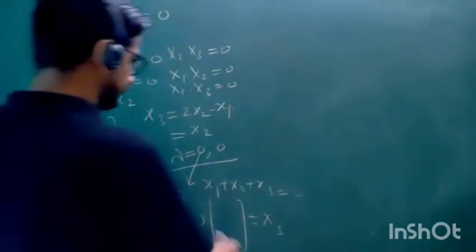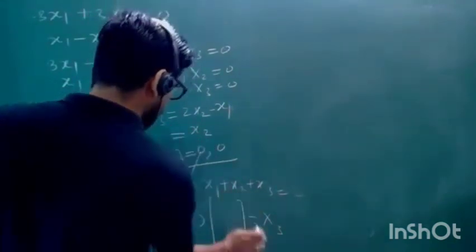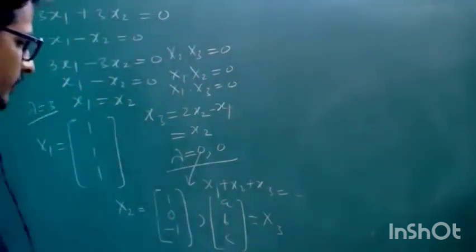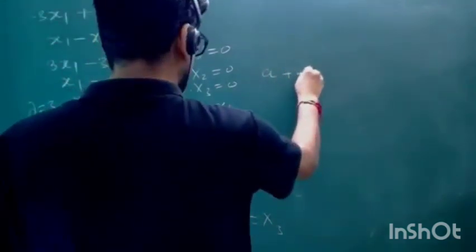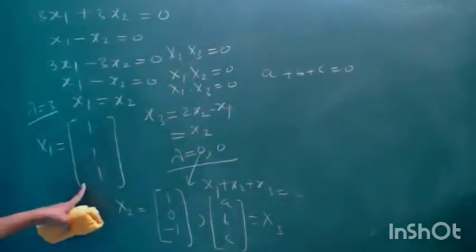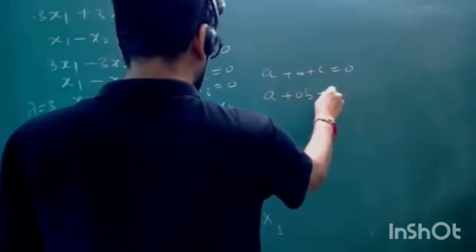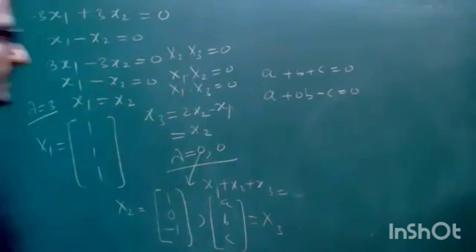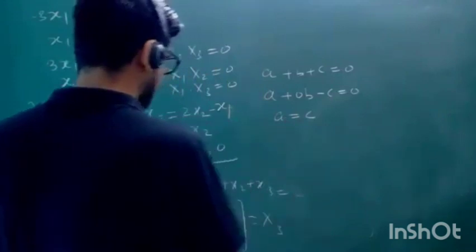So there is a method I can calculate. Suppose this is x1, x2 and x3. No, a, b, c. Suppose this is a, b and c. So dot products with both should become 0. One equation will give me a plus b plus c is equal to 0 with this, and with this will give me a plus 0b minus c is equal to 0. Correct? Yes, sir. So a will become equal to c.